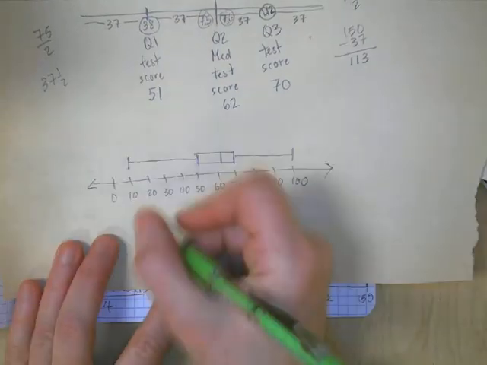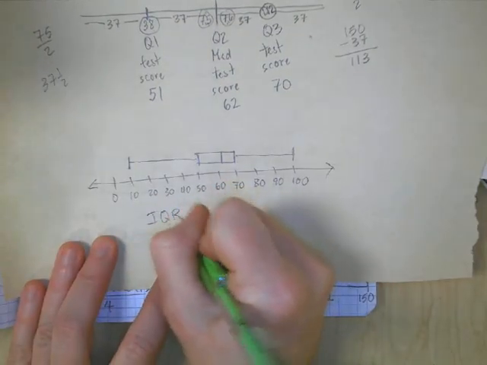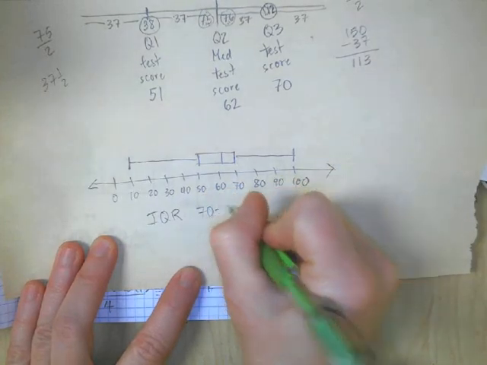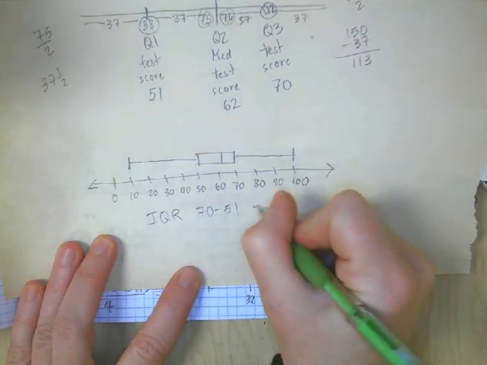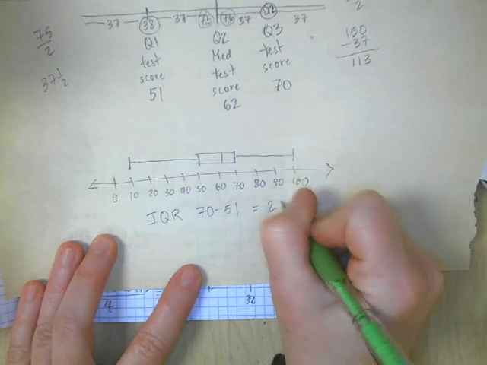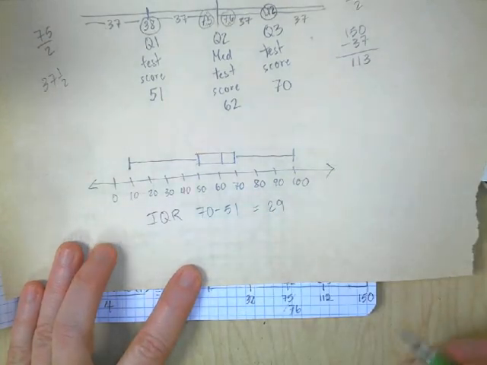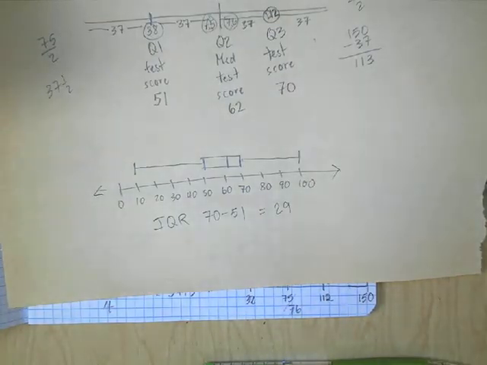So I can now get my IQR, which would be 70 minus 51, and that gets me, what, 29? 29 would be my IQR. Alrighty, that's it.